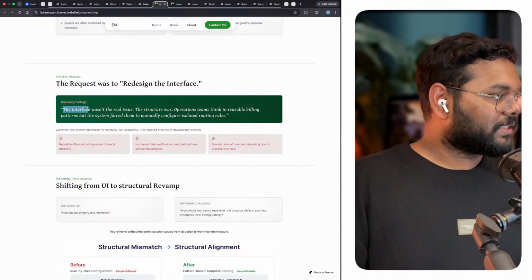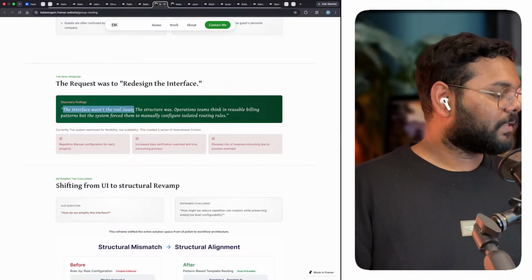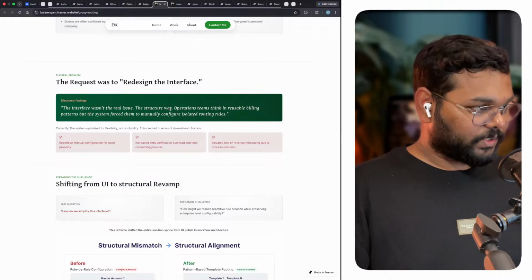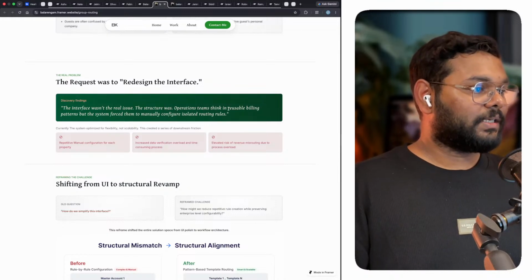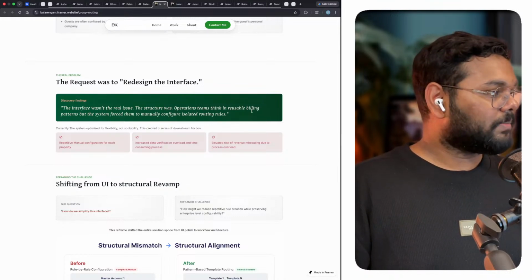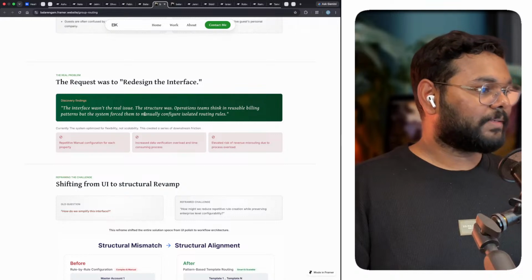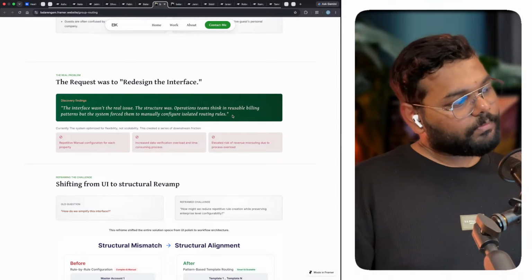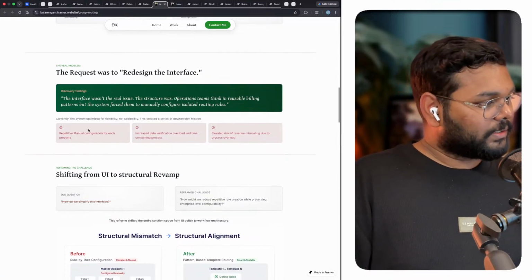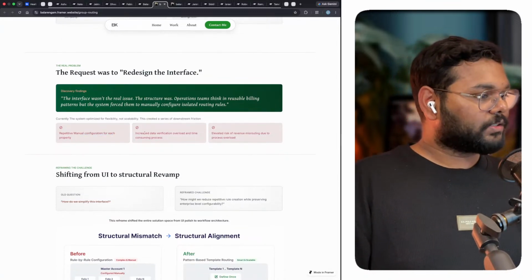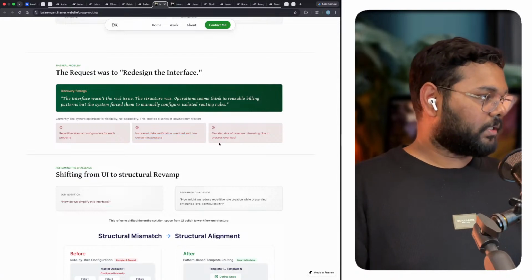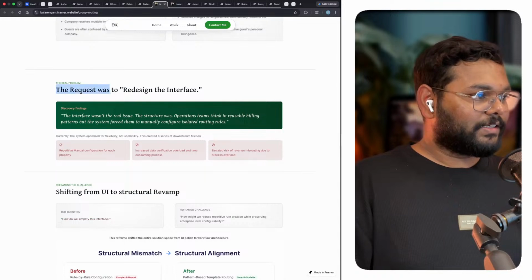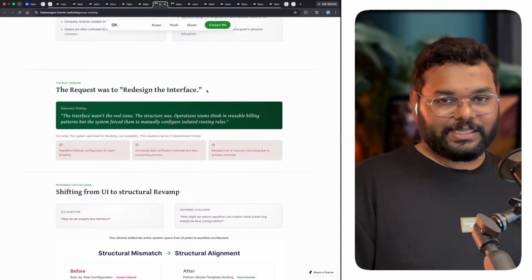So with discovery, he has found that the interface wasn't the real issue. Structure was. The operations team thinks in reusable billing patterns, but the system forced them to manually configure isolated routing rules. And these are the actual problems which were derived, right? And this is very different from what the business team asked.